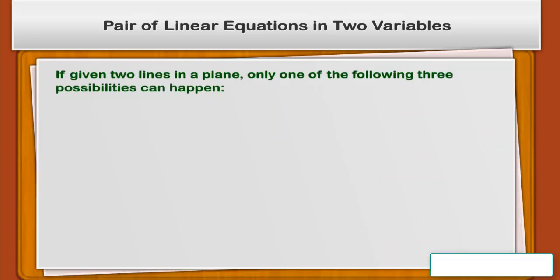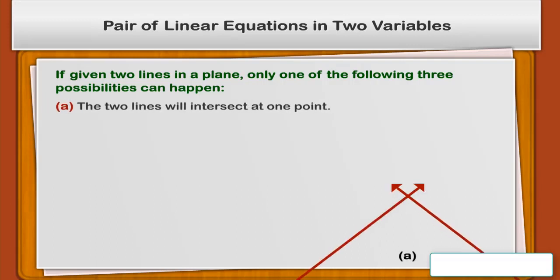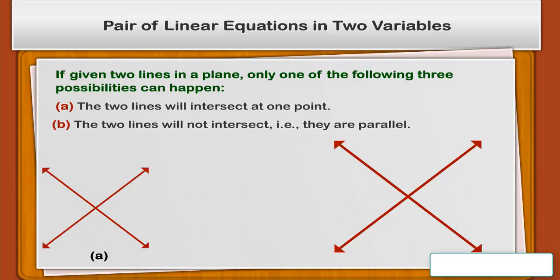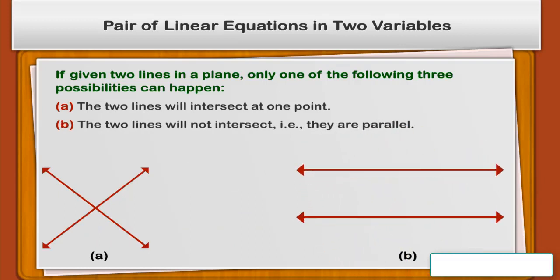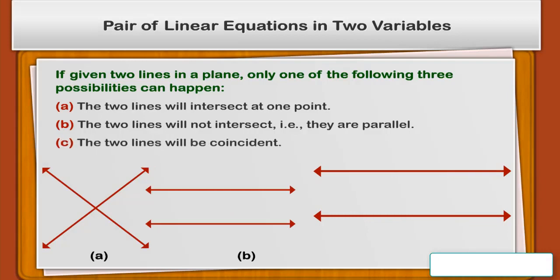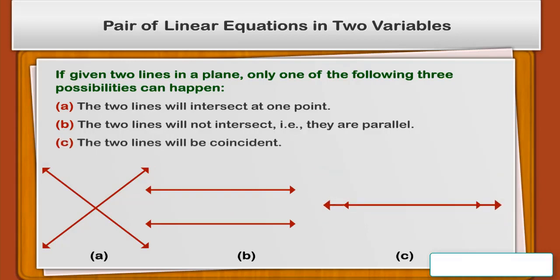If given two lines in a plane, only one of the following three possibilities arise. A. The two lines will intersect at one point. B. The two lines will not intersect, that is, they are parallel. C. The two lines will be coincident. Algebraic and geometric ways of representing pair of linear equations in two variables go hand in hand. Let's understand this with an example.